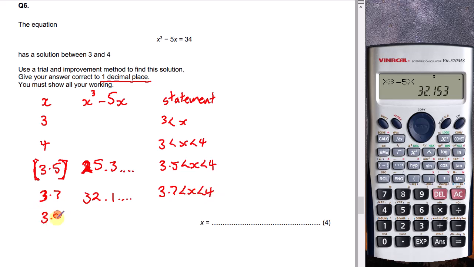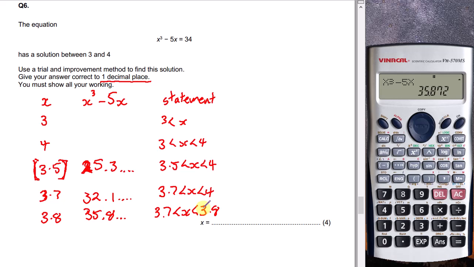3.8, let's try it, because we're quite close now. I think 3.8 might be too big. 3.8, shift, store, into x. Go back up and retry the calculation. And this is now 35.8. So I know it's between 3.7 and 3.8, and I've got to decide which one.